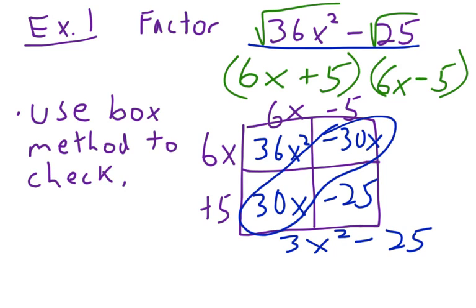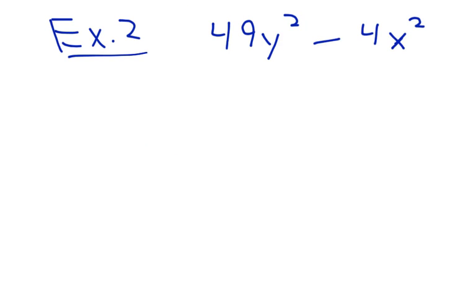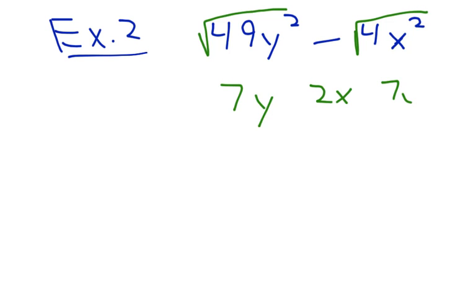Alright, let's try another example. Alright, are they both perfect squares, both terms? Yes. The square root of 49 is 7. The square root of 4 is 2. And our y's and our x's are both squared, so that means it's going to be 7y. And the square root of 4 is 2, so that's 2x. We just write it twice, so 7y and 2x. And remember, one of them gets a plus, and the other one gets a minus.